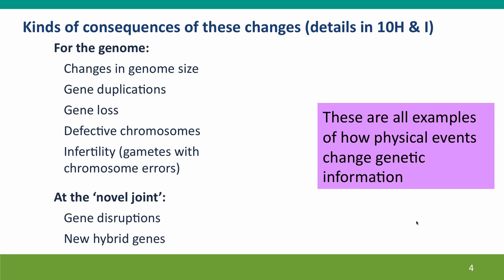Now, these rearrangements can have dramatic consequences at many levels. They can result in changes in genome size, in duplications of genes, in loss of genes. They can produce chromosomes that are unable to function as chromosomes. They can cause infertility because chromosomes may not be able to pair properly and proceed through meiosis, and they can also destroy the function of genes and create new hybrid genes when new parts of genes are brought together in new combinations. And all of these are examples of how physical events change genetic information.